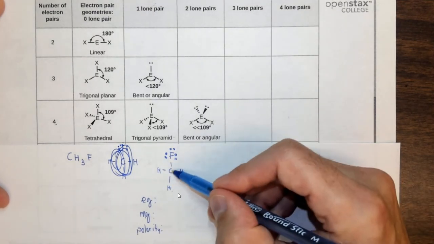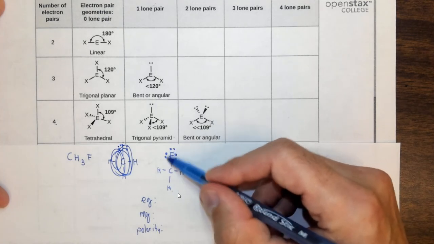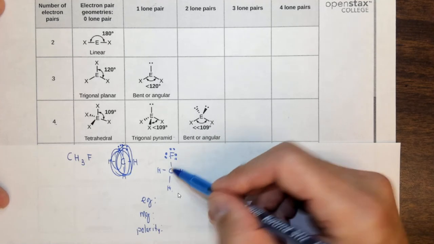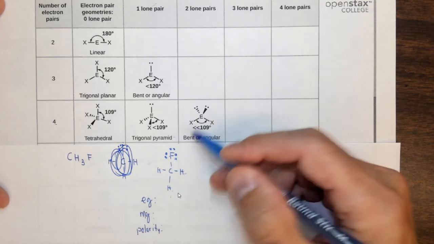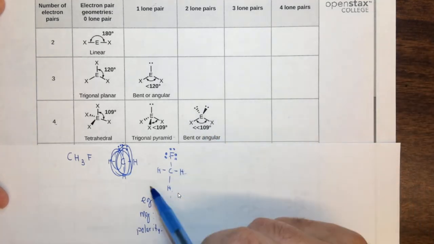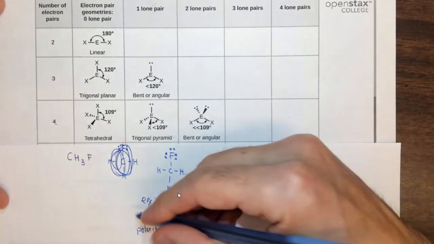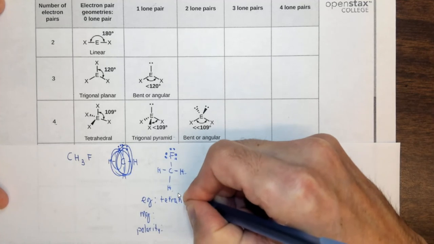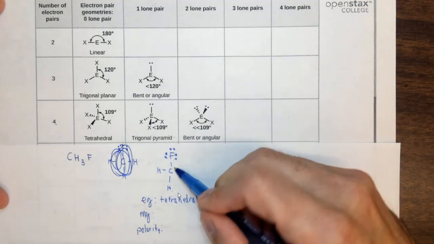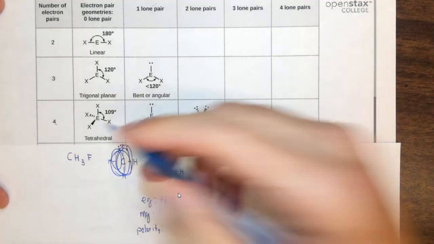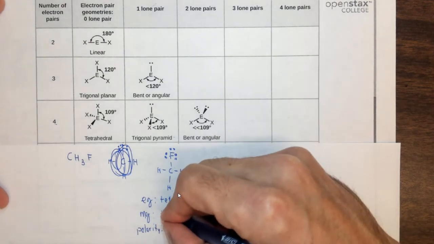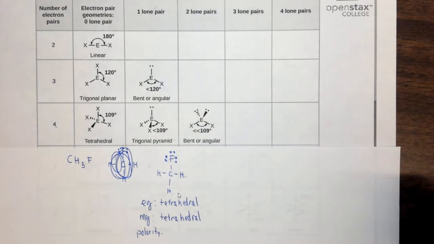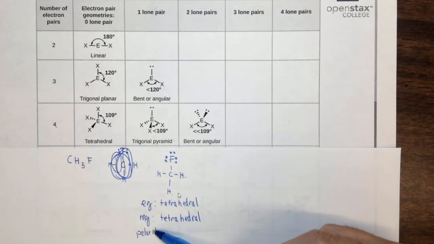Remember, we're counting with respect to carbon. We do not count the lone pairs on fluorine as domains for carbon, because those lone pairs are on fluorine, they're not on carbon. So 1, 2, 3, 4, atoms and lone pairs count as domains. 4 domains means the electron geometry is tetrahedral. Since none of the domains with respect to carbon are lone pairs, the molecular geometry is also tetrahedral. If there's no lone pairs on the central atom, then the electron geometry and the molecular geometry are the same.